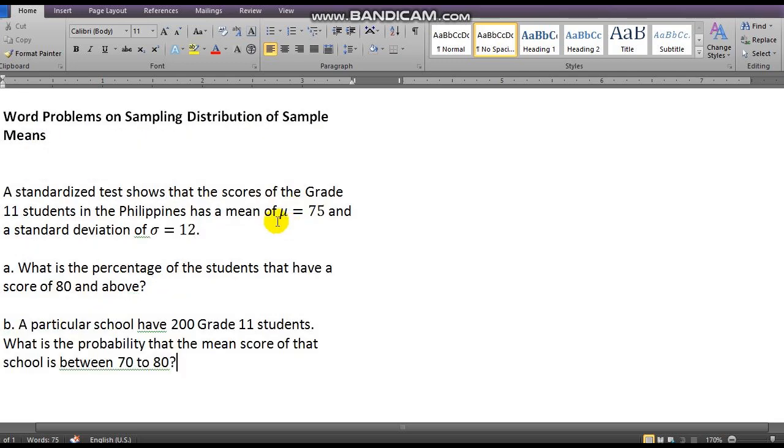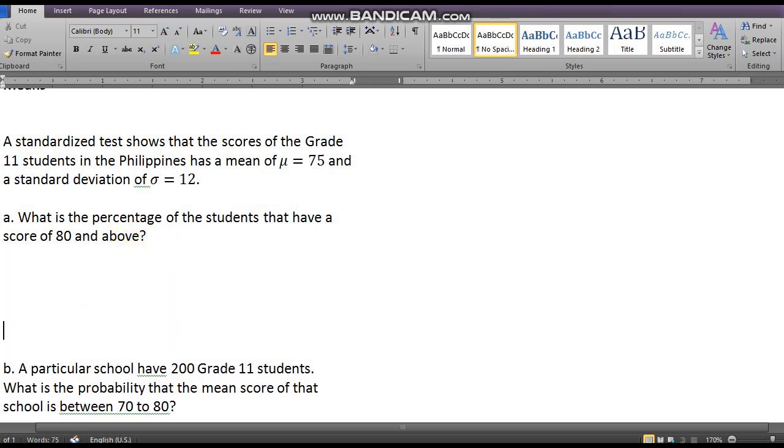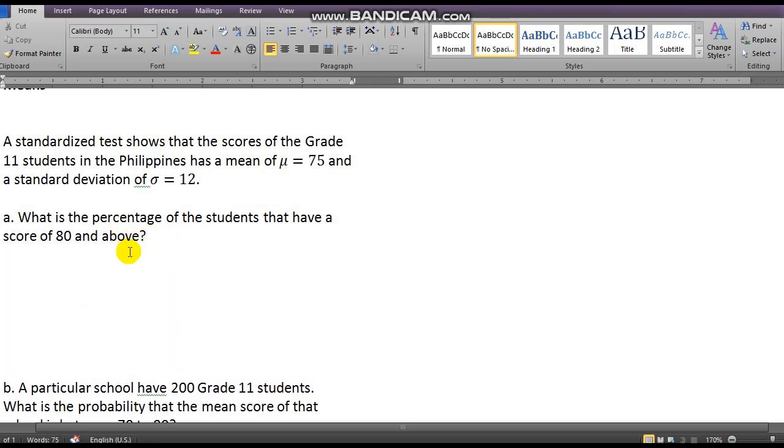We have here a standardized test that shows that the scores of the grade 11 students in the Philippines have a population mean of 75 and a population standard deviation of 12. What is the percentage of students that have a score of 80 and above? In this particular problem, in letter A, we are not specific if it's a sample, so we're talking about a population, so we can simply use the z-scores normally.